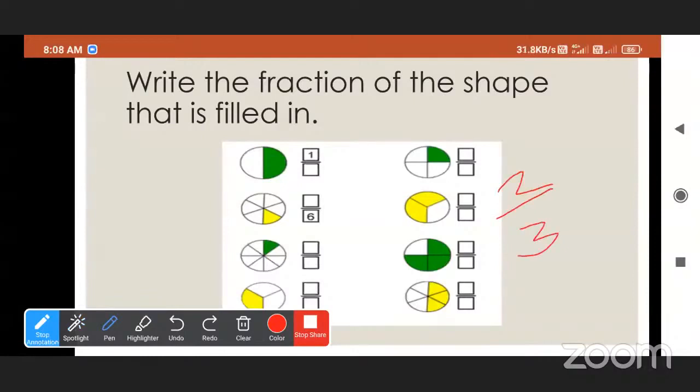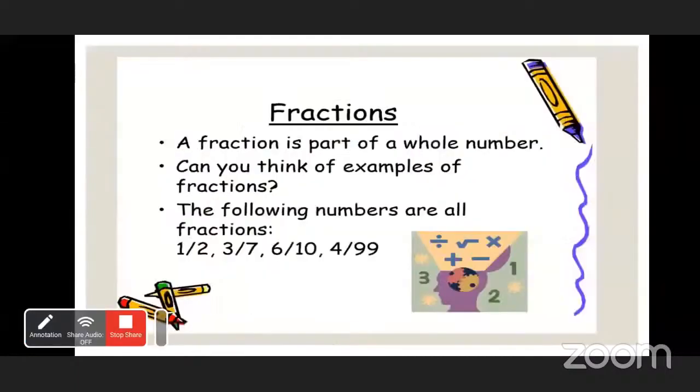The fourth one, 3 upon 1 or 3 upon 4? 3 upon 4. Very good. And the last one, 3 upon 6. Very good. See the definition of fraction.